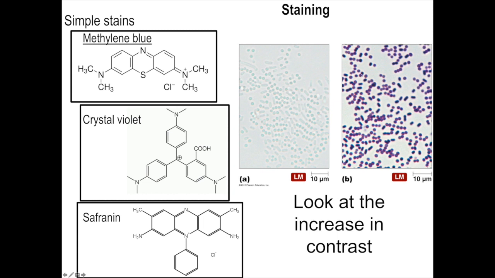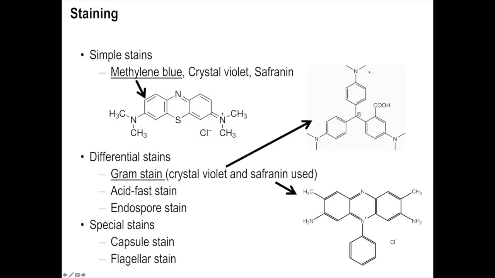Each one of these is an individual bacterial cell. And so you can see that this is increased contrast, and that is that your specimen is much darker than the background. So again, simple stain can be any of these. This is methylene blue. You will also be conducting a differential stain.